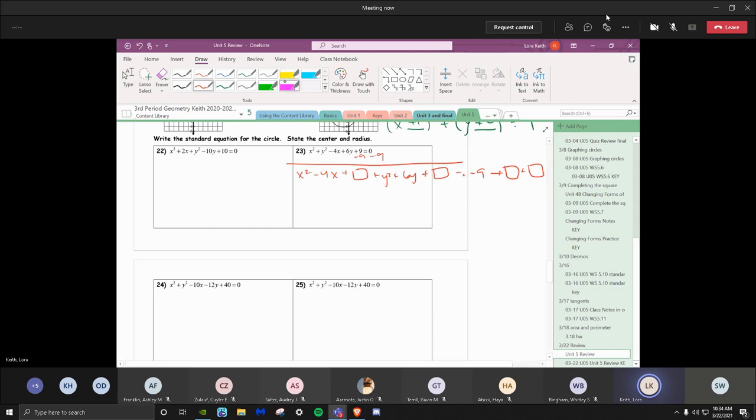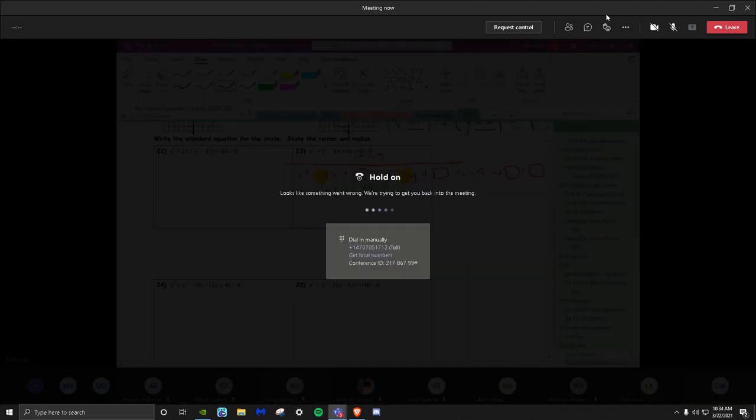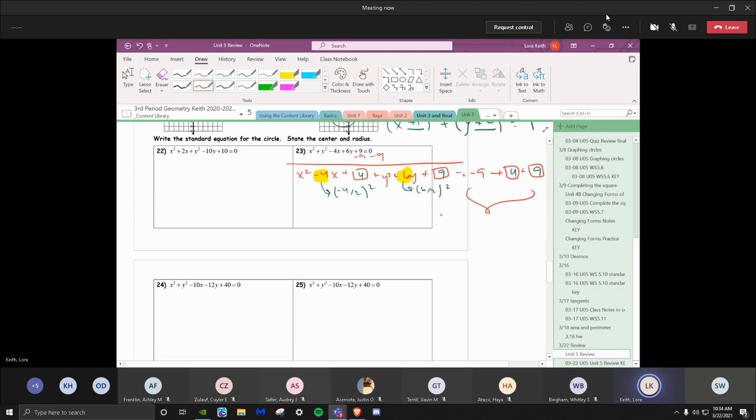Okay, our next step is to take the number beside x and the number beside y, divide it by 2, and then square it. So what's -4 divided by 2? And what's 2 squared? So can someone tell me what my right-hand side equals? So it just equals 4.